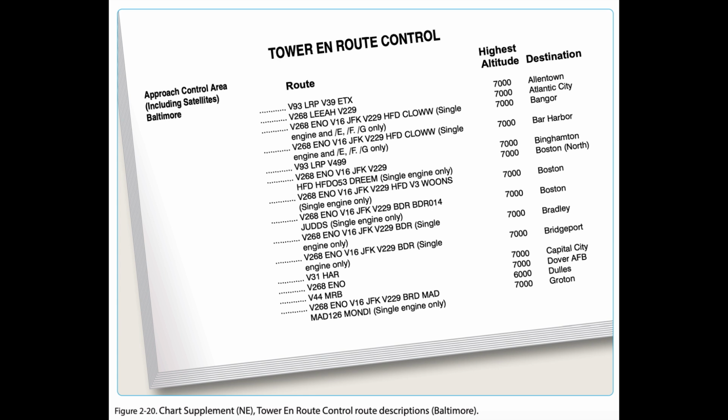The first column is the approach control area within which the departure airport is located, which are listed alphabetically. The second column shows the specific route, airway, or radial that is to be used. The third column shows the highest altitude allowed for the route, and the fourth shows the destination airport, which are also listed alphabetically.